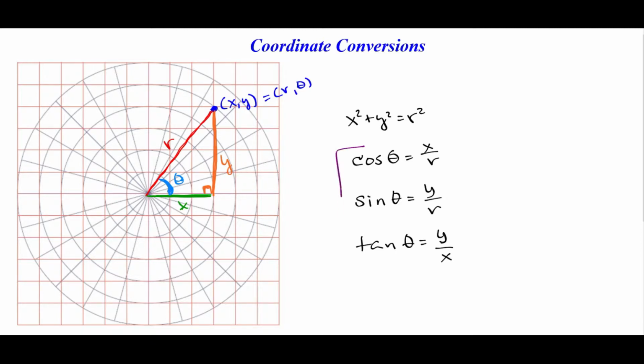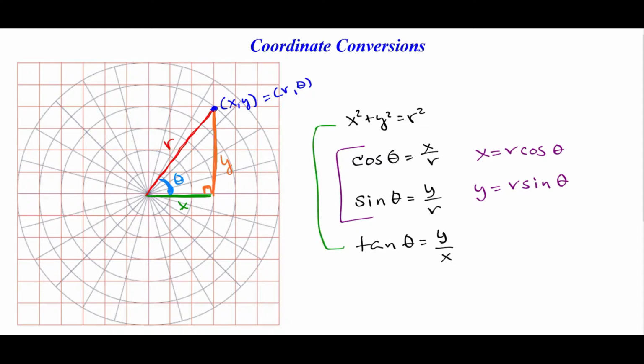I can use these two equations if I have my polar coordinate, if I have r and theta, and I want to find the rectangular coordinate x and y. If I just take this equation and solve it for x, I get x equals r times the cosine of theta, and from the second equation, y equals r times the sine of theta. So if I know r and theta, I can find x and y using these two equations.